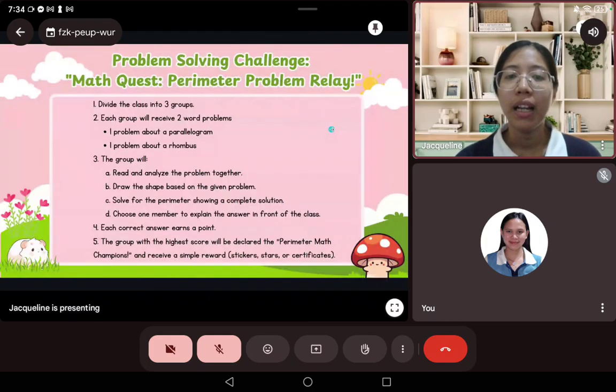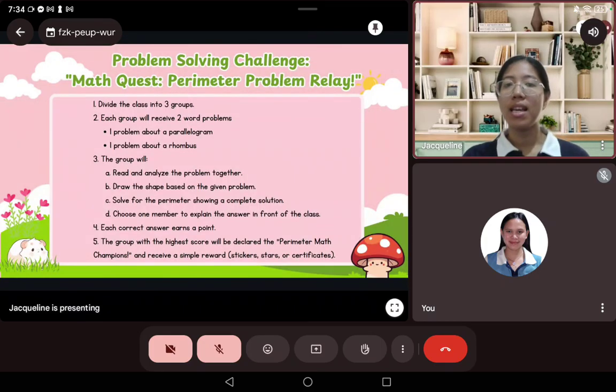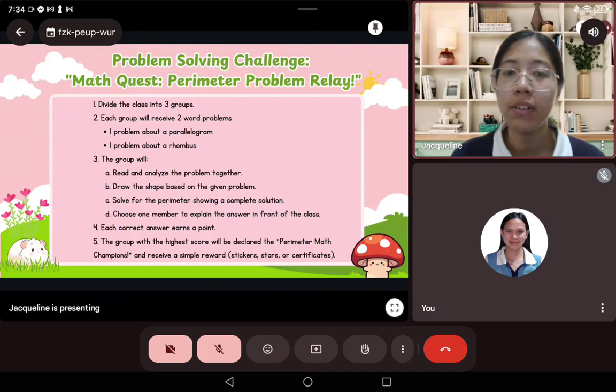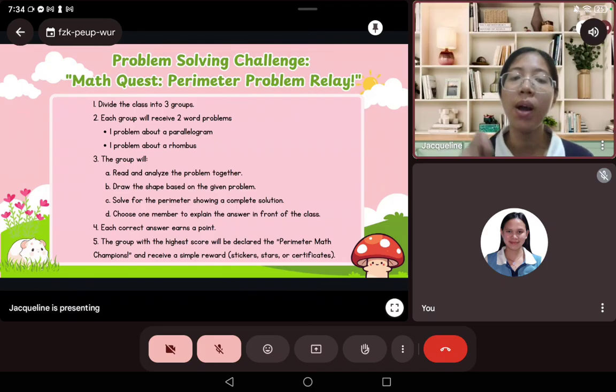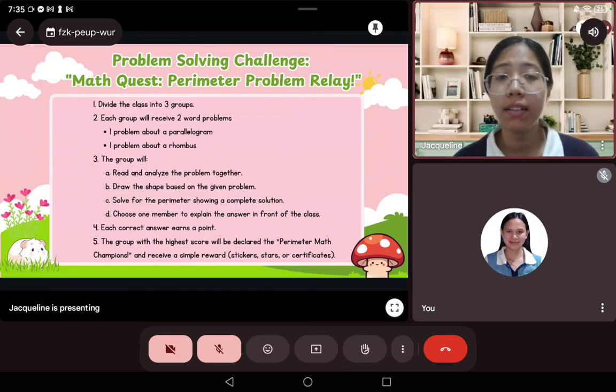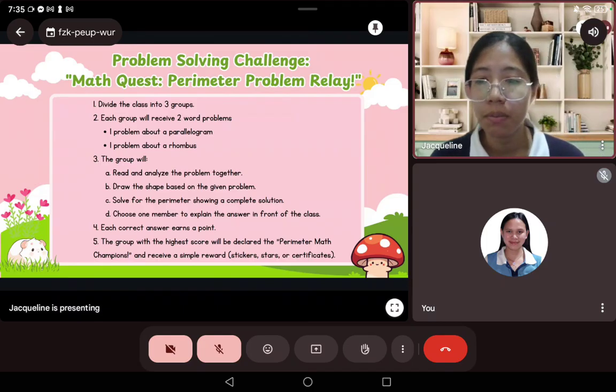So now let's have a group activity. I have here a group activity for your class. I'm gonna divide the class into 3 groups. Each group will receive 2 word problems, one problem about a parallelogram and one problem about a rhombus.